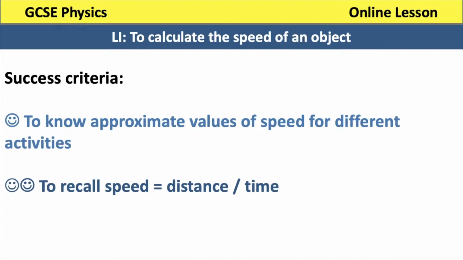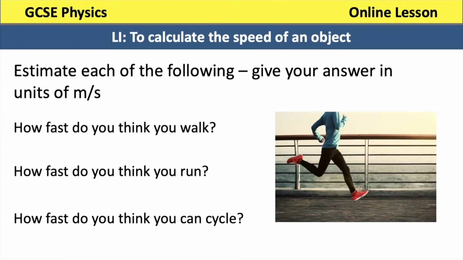Now the success criteria for today's lesson is to know approximate values for the speed of different activities such as walking, running and cycling, and to recall the equation speed equals distance divided by time.